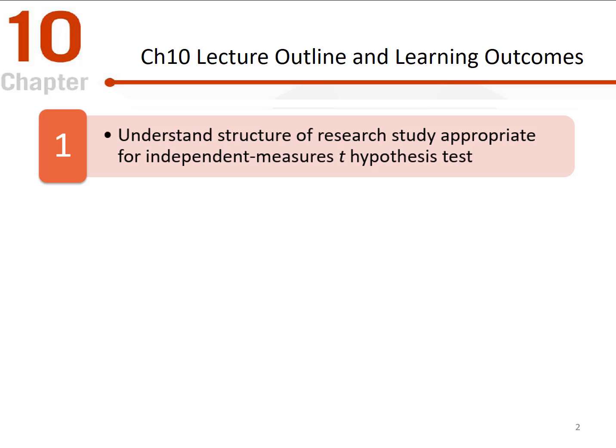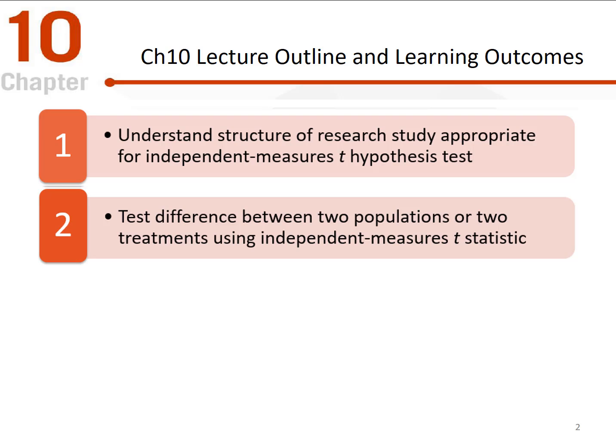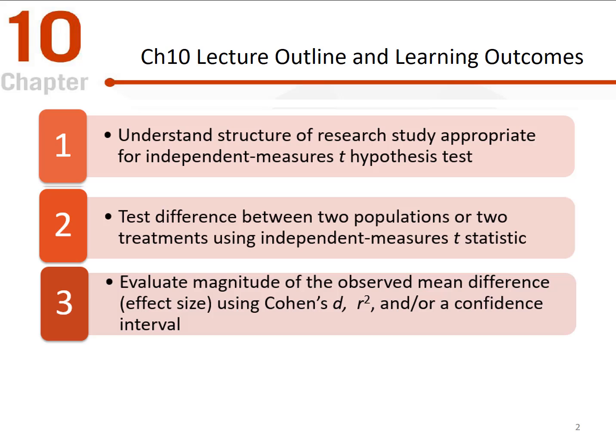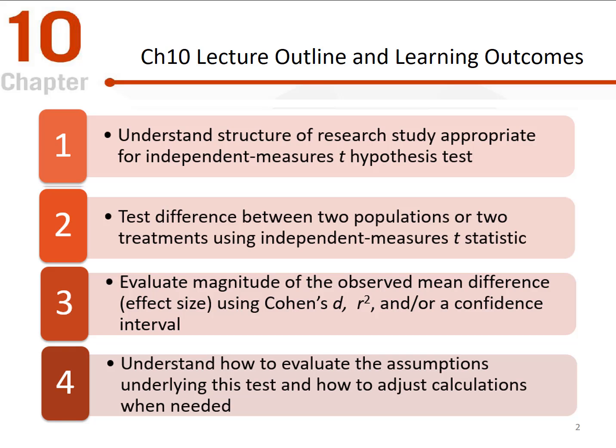After this chapter, you will be able to understand the structure of research study that's appropriate for independent measure t hypothesis tests, so meaning when would you use an independent measure t-test versus the other ones that we are talking about. You will be able to test differences between two populations or two treatments using independent measure t-statistics. You will be able to evaluate the magnitude of the observed mean difference, so again, effect size, by using Cohen's d or also r squared. And again, we're going to be using our confidence interval. And lastly, you will be able to evaluate the assumptions underlying this test and how to adjust calculations when needed.